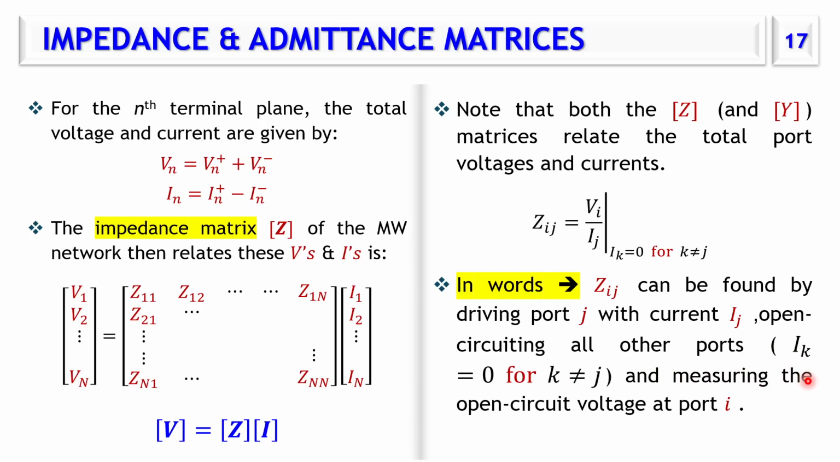And under this condition, we measure the open circuit voltage at port I. So if we make all the ports open circuit except, for example, port 2, then I1 equals 0, In equals 0, all I's equal 0 except I2. Under this case, we can find Z12, Z22, Z32, and so on and so forth. So this is the definition in words, and this is the mathematical expression for Zij.